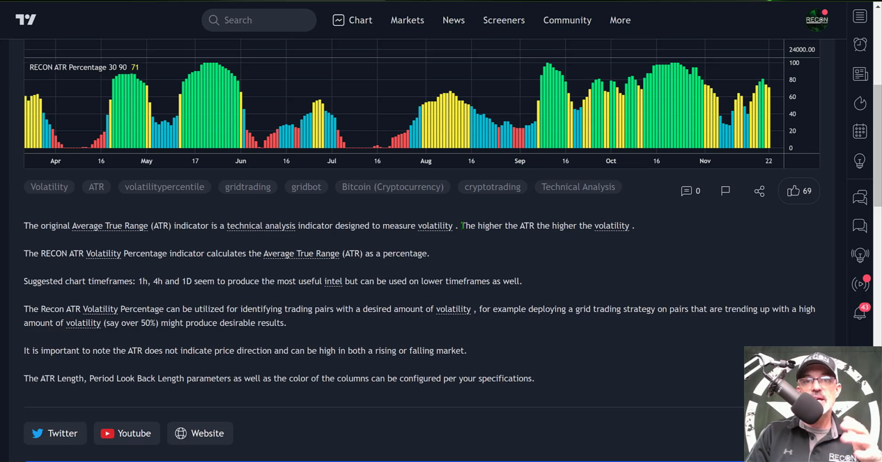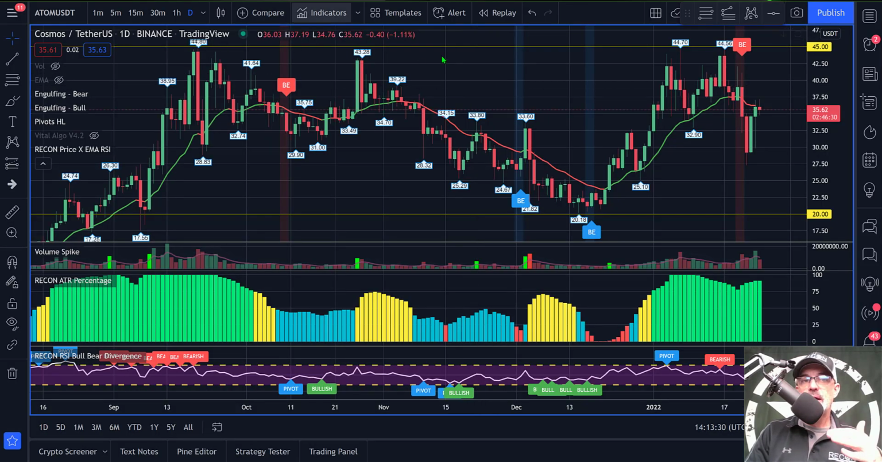Now, with that all being said, let's take a look at a chart for Cosmos, or the Atom token. I'm going to be taking a look at the daily chart for the Atom token, and you can see the ATR indicator down here towards the bottom of the screen. And right now the Cosmos Atom token is seeing a lot of volatility, and so as you can see from the chart, these larger candles on a daily basis produce more volatility.